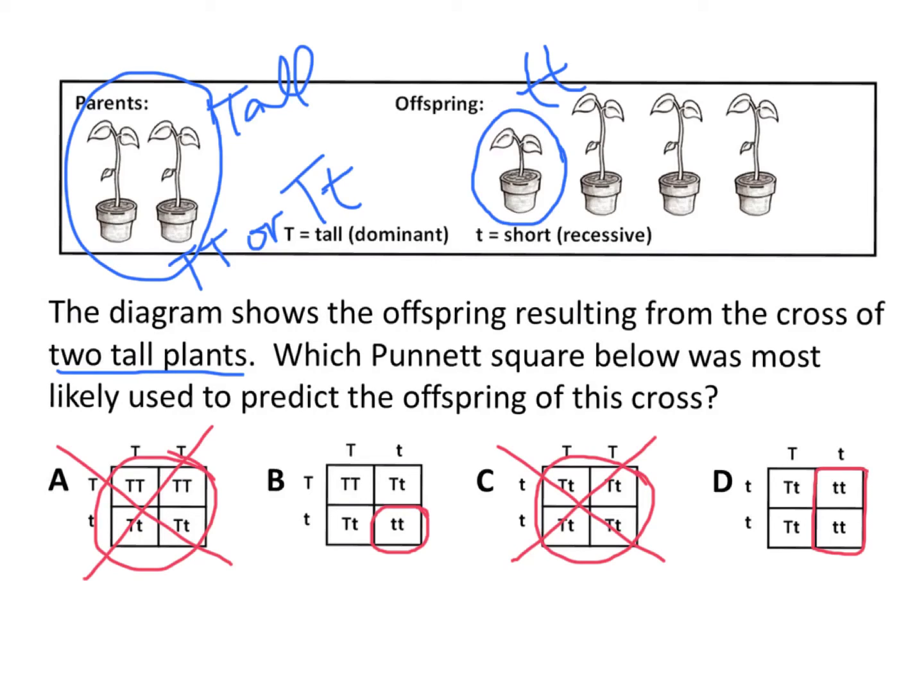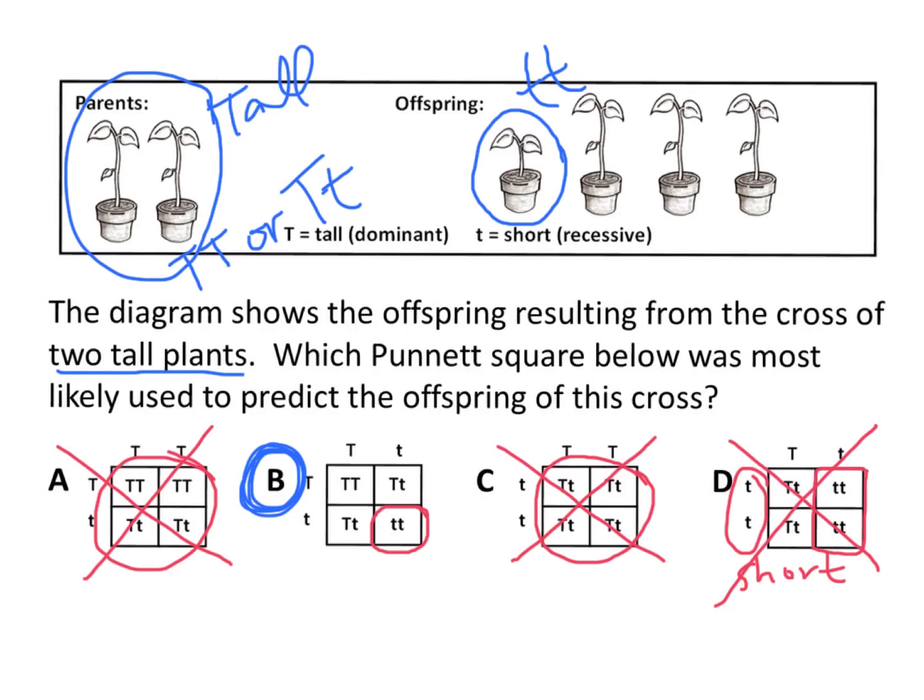And D shows a cross between a heterozygous plant and a homozygous recessive plant. Well, that would be a short plant, and neither of my parents are short. So this Punnett square cannot have been used to predict the outcome of this cross. So that leaves my correct answer with B.